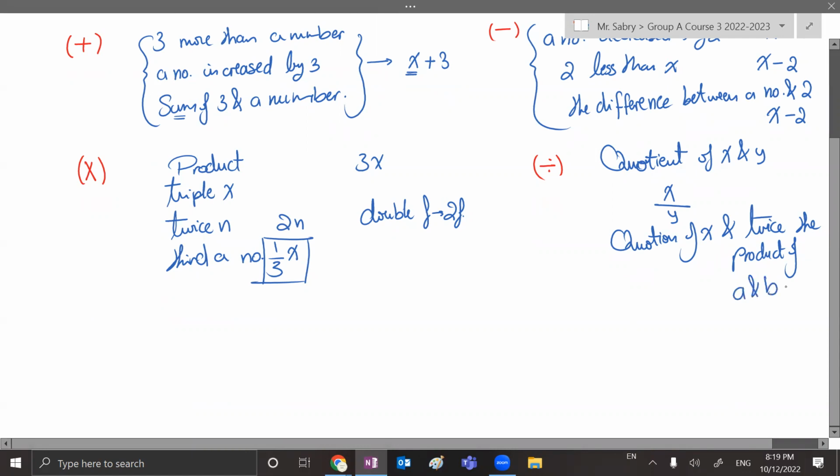The quotient of x, so it's x divided by something. Divided by what? The twice of something, so 2 times. Twice what? Twice the product of a and b, which means a times b. So this is it. This is the quotient of x and twice the product of a and b. Does this make sense?